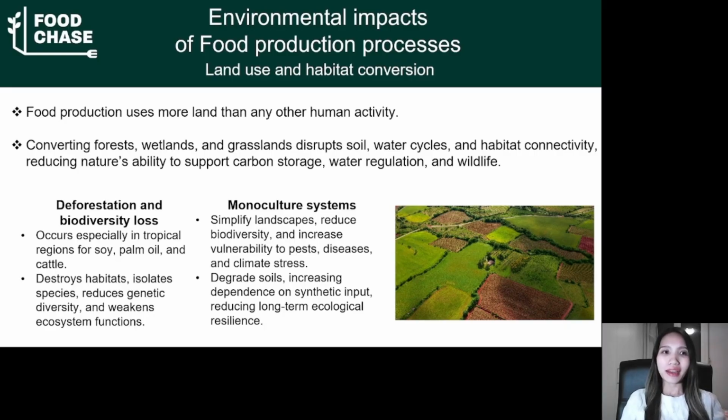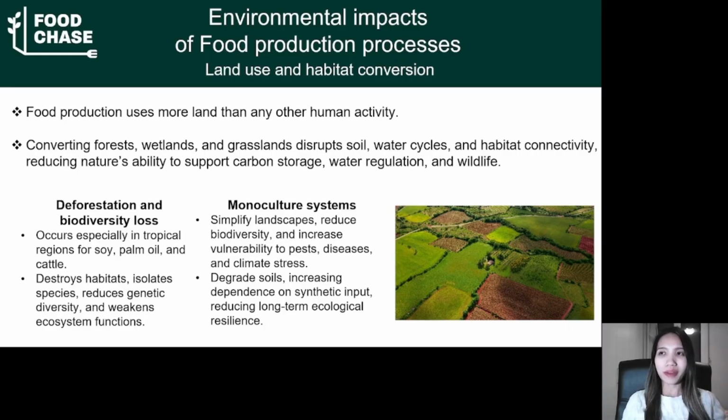Practices like converting forest, wetlands, and grassland can disrupt soil, water cycle, and habitat connectivity, reducing natural ability to support carbon storage, water regulation, and wildlife. Deforestation occurs especially in tropical regions for soy, palm oil, and livestock. It can destroy habitat, isolate species, reduce genetic diversity, and weaken ecosystem function.